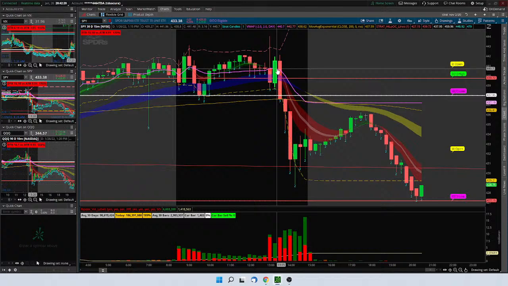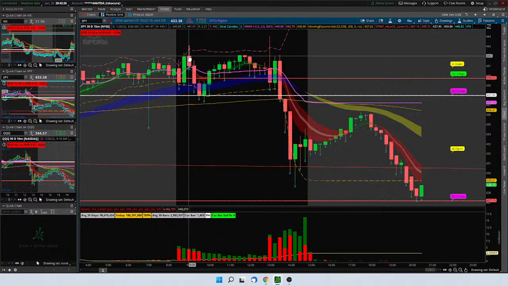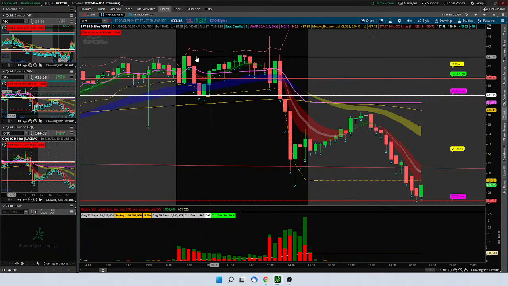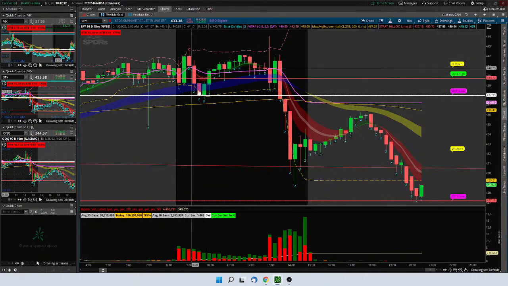If you have a small account, I might have missed it, what does TTO stand for? Triangle out. Here's the triangle right here. If I could draw this, I would draw a triangle right here.